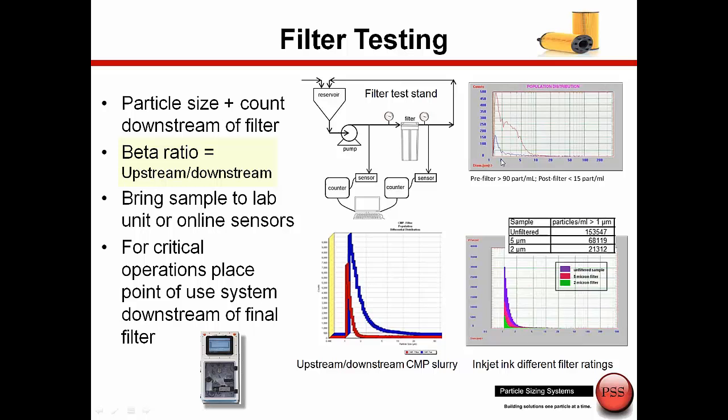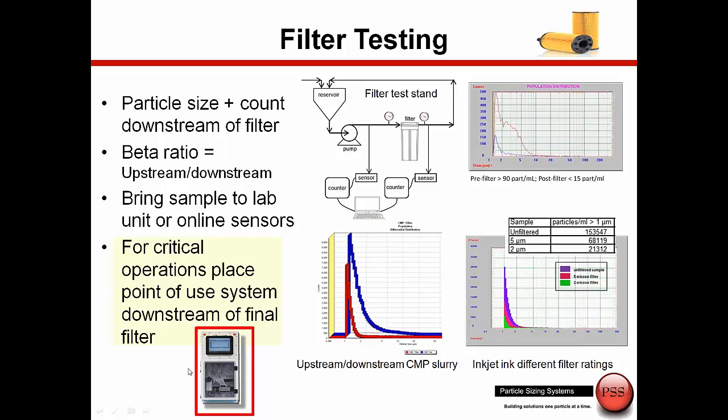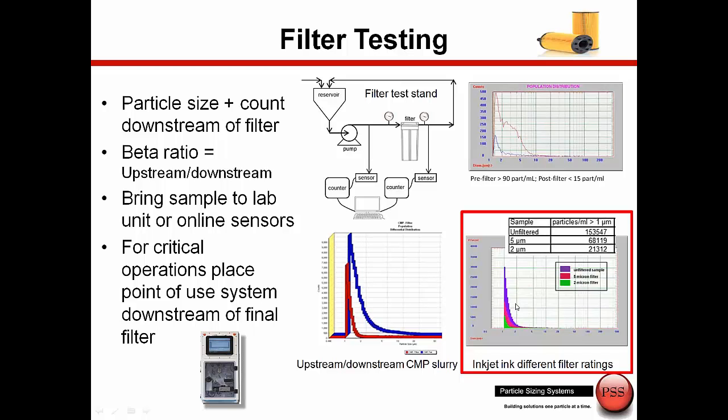And that helps us understand how efficient was this filter. And we can look at counts upstream and downstream of the filter. In the lower left, we see particle counts upstream and downstream of a filter in a CMP slurry. This is in the microelectronics industry, where the particle count and size, especially above 1 micron, is critical because that could cause a decrease in the yield of the integrated circuits. And in this case, where this is so critical, people actually use a point of use AccuSizer, which you see here, downstream of the final filter to make sure that there are no particles larger than what are expected hitting the integrated circuit surface. On the right here, we see another typical application where we're interested in the filter efficiency, and this is for inkjet inks.